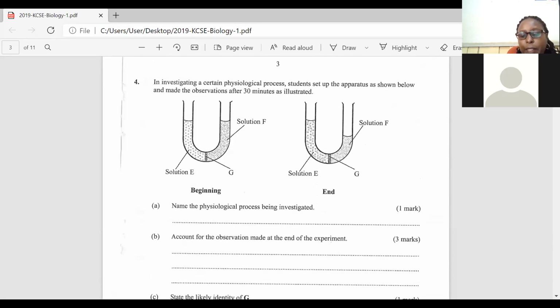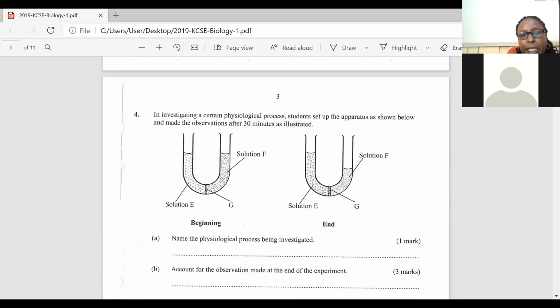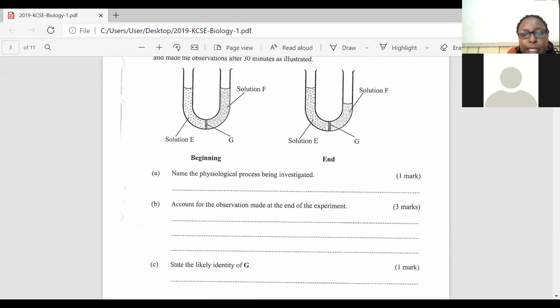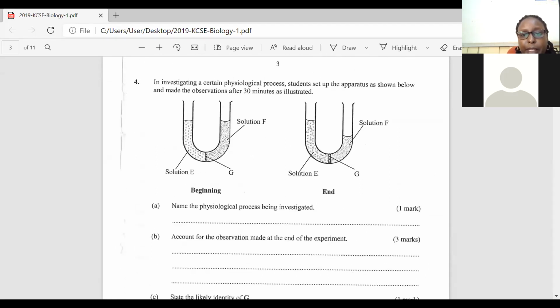Number 4, we have an example of a practical-oriented question. Question 4, we had a practical-oriented question. We have that set up there. Then part A, the student was to name the physiological process being investigated. That is from the setup. The learner needed to look at the setup to be able to identify what type of process was being investigated.